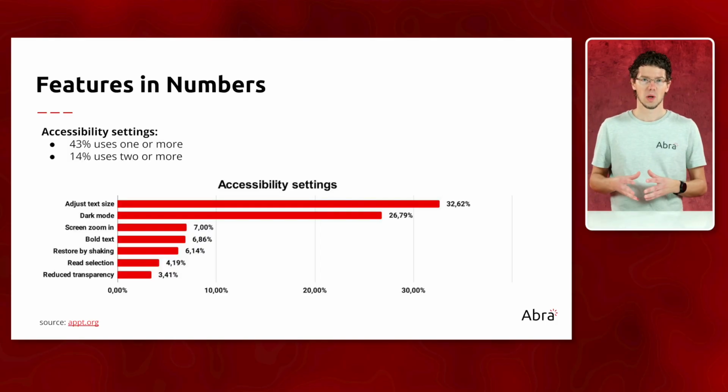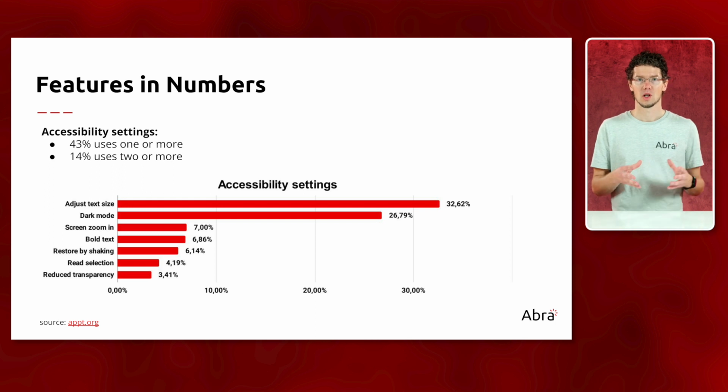Dark mode is officially not an accessibility feature, but the numbers and user testing show that users want and need this. For example, some visually impaired people can perceive white letters on a dark background better.